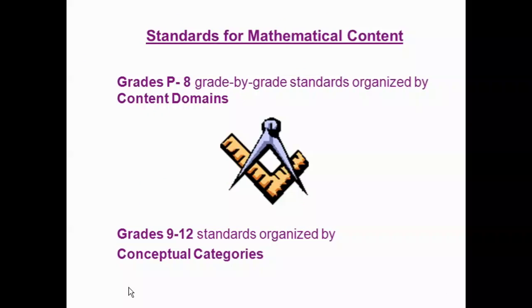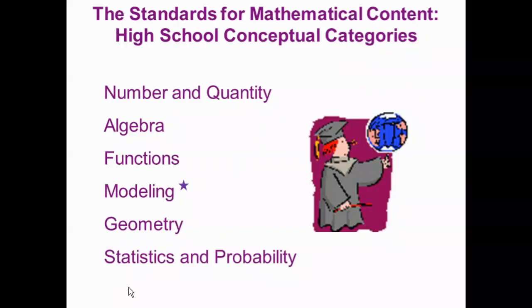Okay. Now we're into some content. As I mentioned before, the P through 8 standards are grade by grade in content domains, and the high school standards are arranged by conceptual categories. So here are the big 6 conceptual categories.